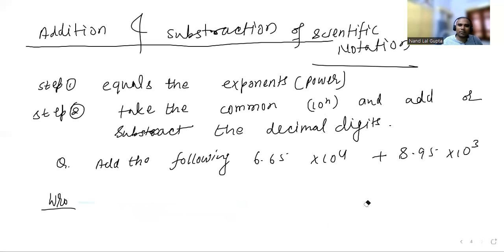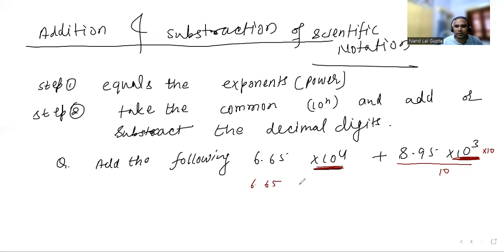So what method are you going to use? First of all, you have to make these two powers equal. Here is the 4 and here is the 3. What to do to make it 4? I am multiplying by 10 and dividing by 10. Let's see what will happen.